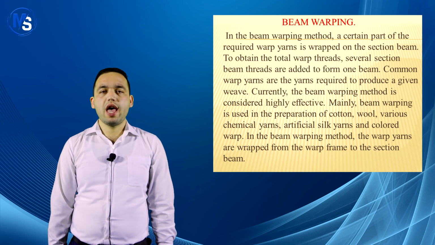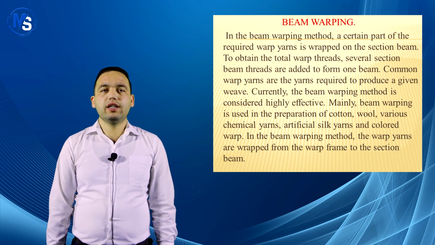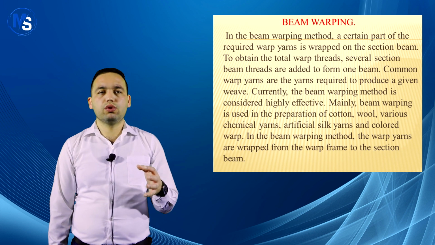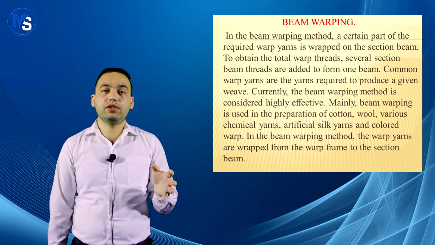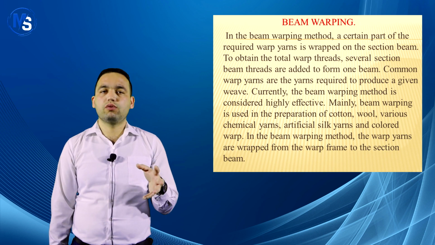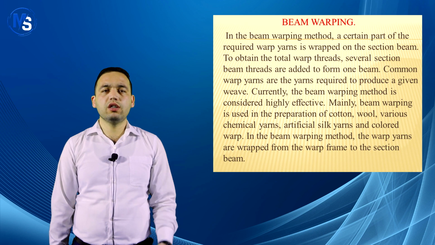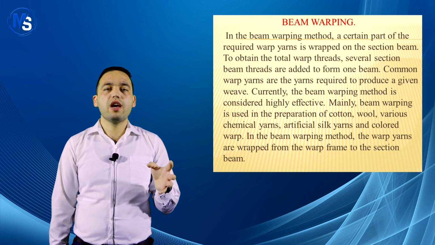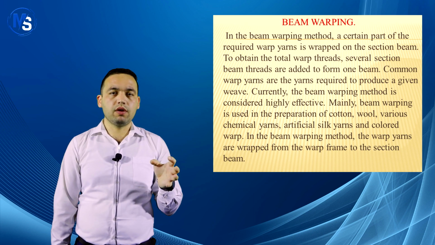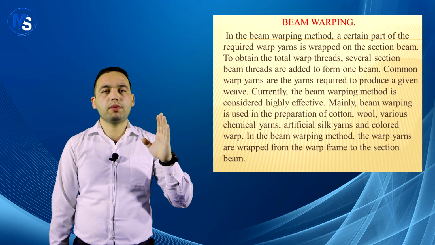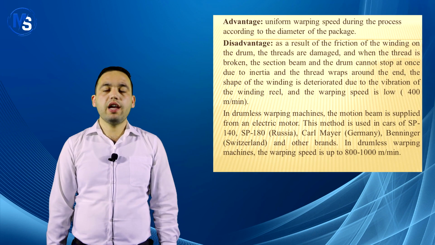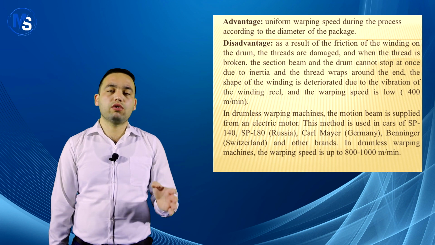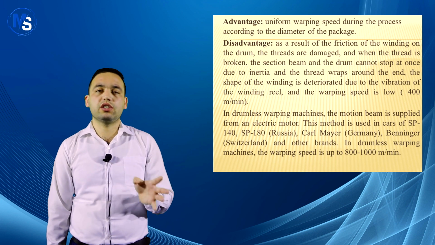Mainly, beam warping is used in the preparation of cotton, wool, and various chemical yarns, artificial silk yarns, and colored warp. In beam warping, the warp yarns are wrapped from the warping reel to the section beam. This process also has advantages and disadvantages.